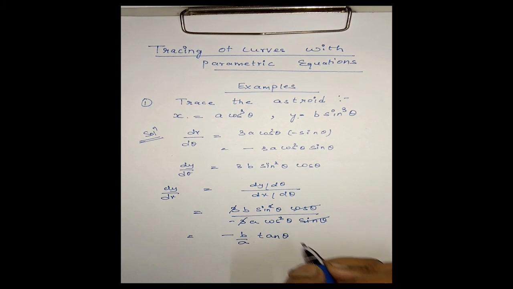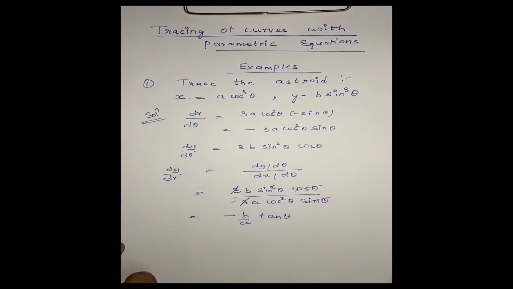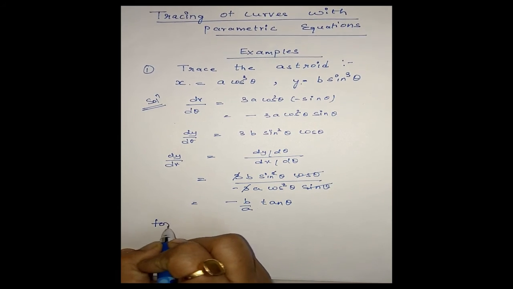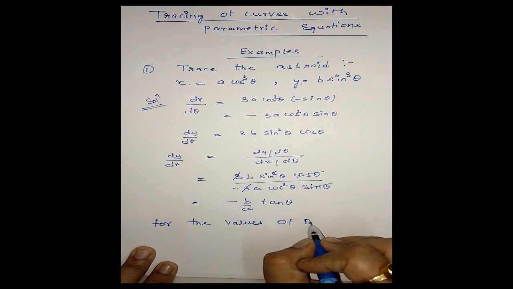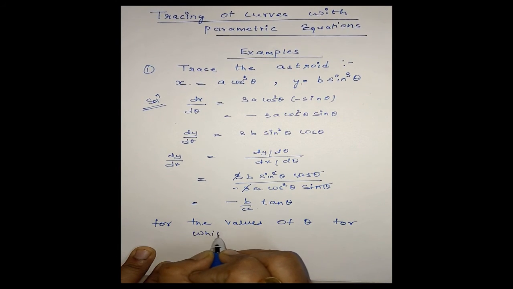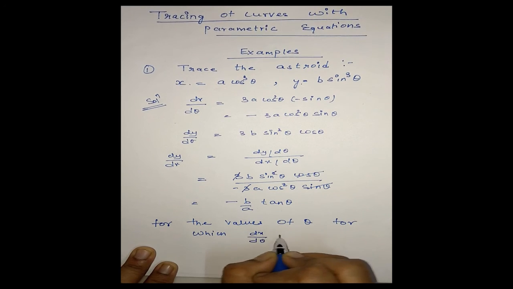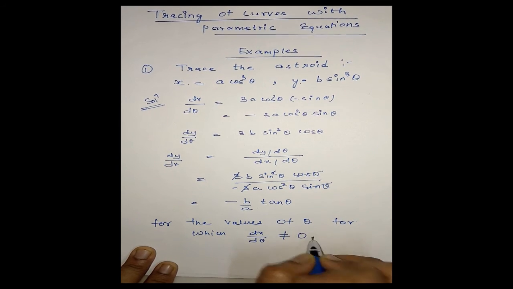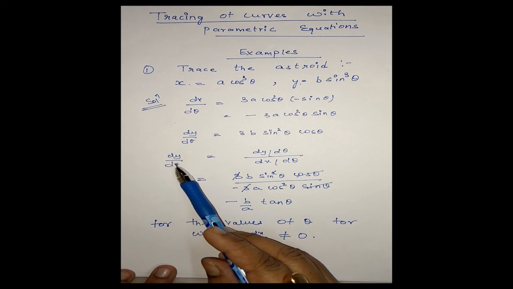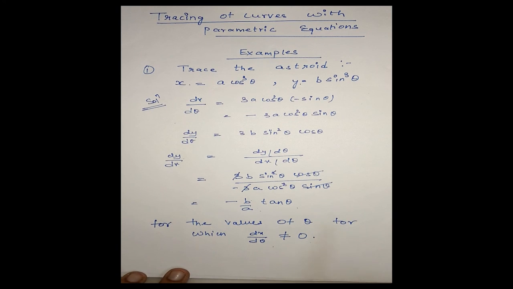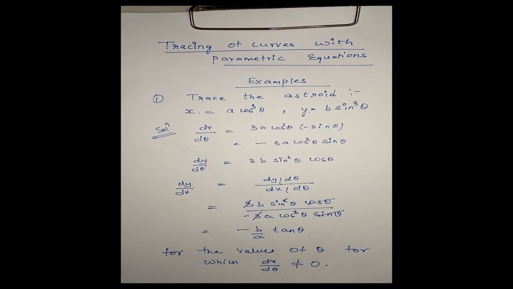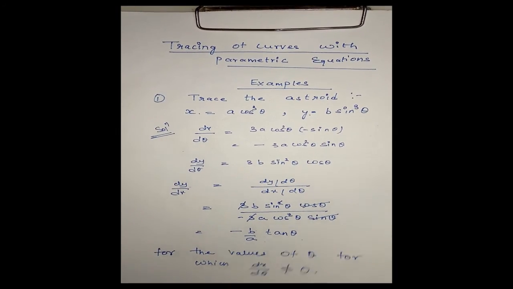That means dy by dx is minus b by a tan theta for the values of theta for which dx by d theta is not equal to 0. That means dy by dx is minus b by a tan theta only for the values when dx by d theta is non-zero. Now let us find the points where tangents are parallel to the y-axis and tangents are parallel to the x-axis. This is our next step.